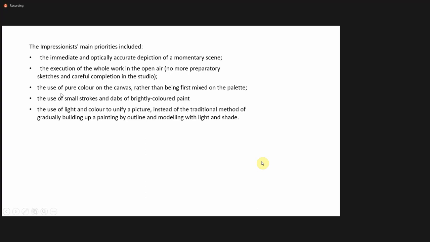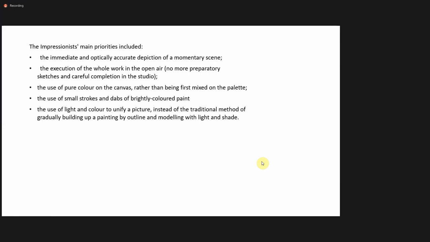And the use of pure color on canvas rather than being first mixed on a palette. They mix the colors on the canvas itself. The use of small strokes and dabs of brightly colored paint, very small patches, to get the look of the light. Use of light and color to unify a picture, instead of the traditional method of gradually building up a painting by outline and modeling with light and shade.